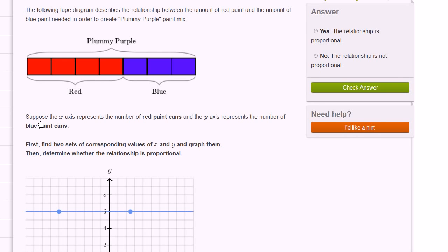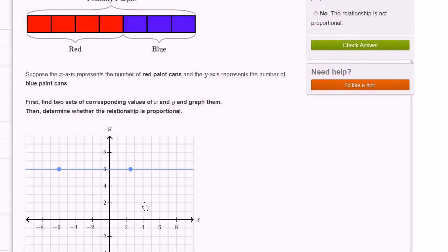Now they tell us, suppose the x-axis represents the number of red paint cans and the y-axis represents the number of blue paint cans. Let's scroll down a little bit. So the x-axis is the number of red, the y-axis is the number of blue. First, find 2 sets of corresponding values of x and y and graph them. Then determine whether the relationship is proportional.